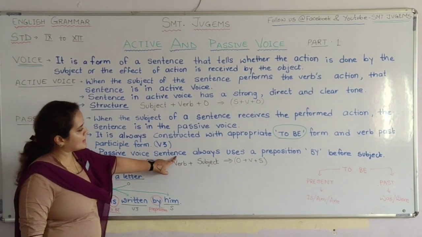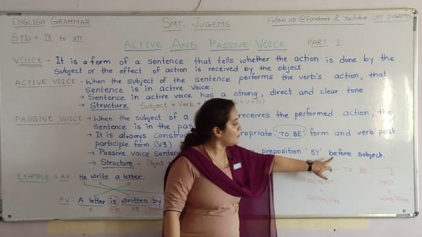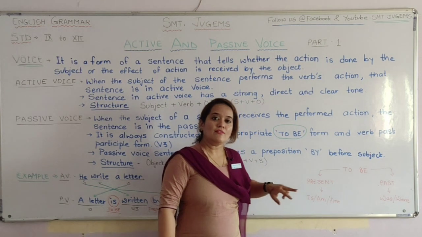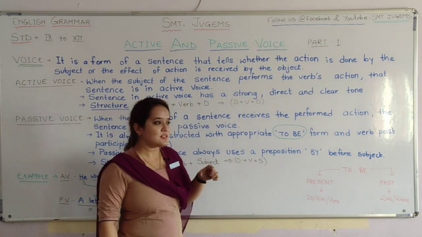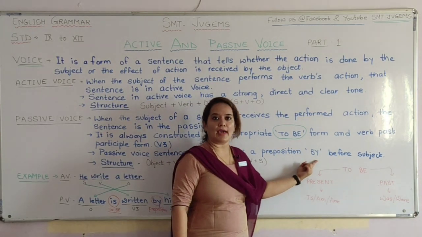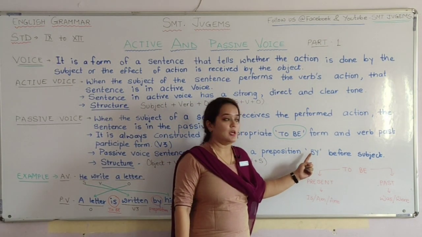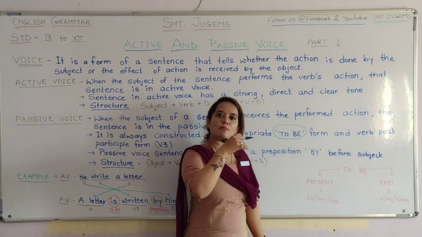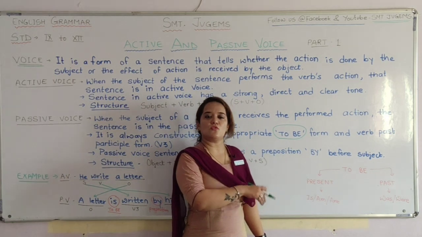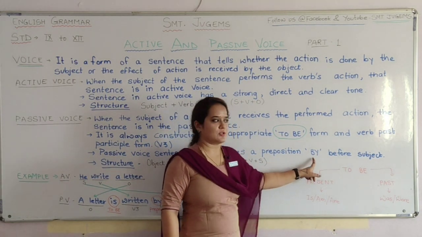Passive voice sentence always uses the preposition by before the subject. When we are converting active into passive, we will always use the preposition by. Compulsorily we have to use this preposition before the subject. When we are bringing the subject of active into the place of object of passive, we will use the preposition by.